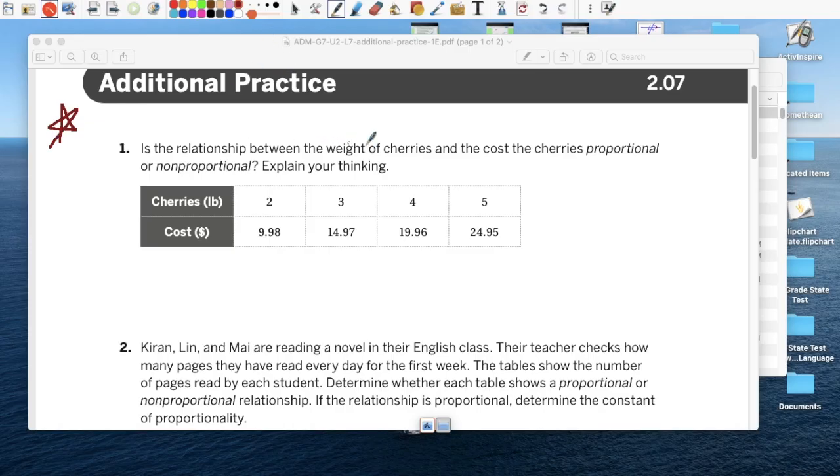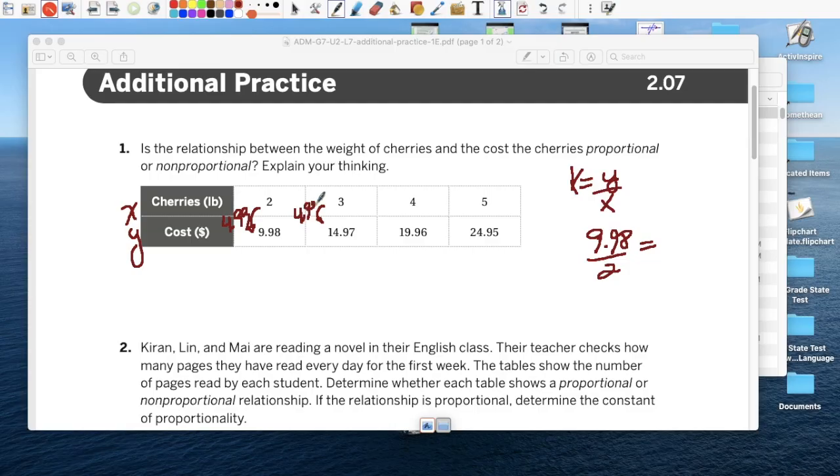Is the relationship between the weight of cherries and the cost of cherries proportional or non-proportional? Well, let's look at it. So let's find a constant of proportionality. Remember, it's y over x. In this case, this is y and this is x. So let's divide 9.98 divided by 2, and we get 4.99. So if I had times 4.99, times 4.99, etc.